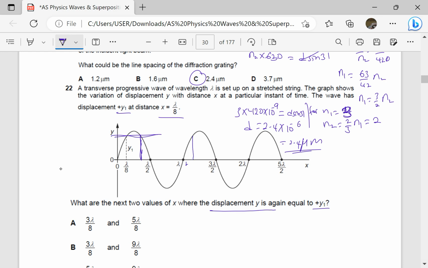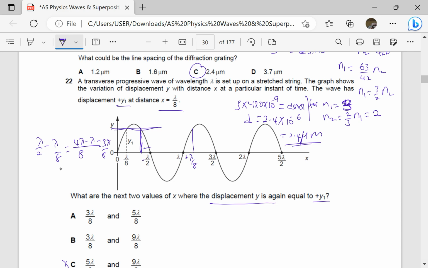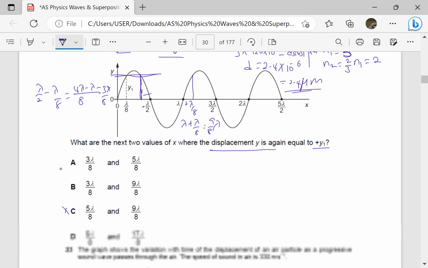So this should be plus lambda over 8. This one should be minus. I'm going to subtract lambda over 8 from lambda over 2. So the first one is lambda over 2 minus lambda over 8, LCM is 8, so that is 4 lambda minus lambda, which is 3 lambda over 8. So the first one is 3 lambda over 8. It means I've ignored this one and this one. The second one is here, which is one full cycle plus lambda over 8, which is 9 over 8 times lambda. So the answer is going to be B.